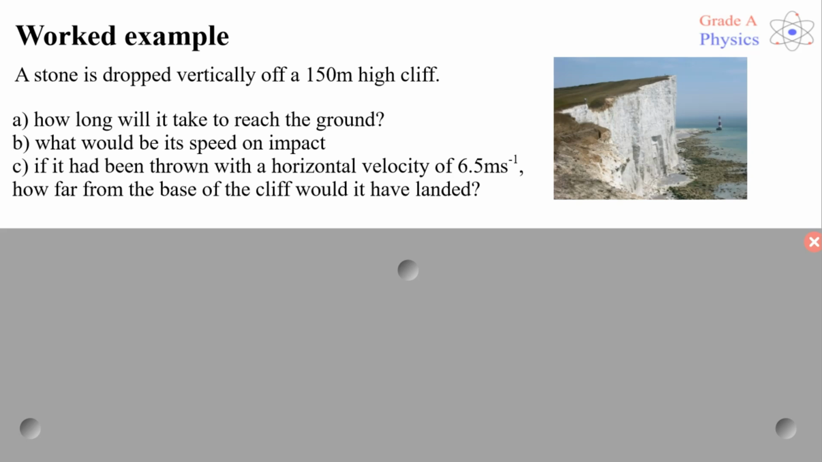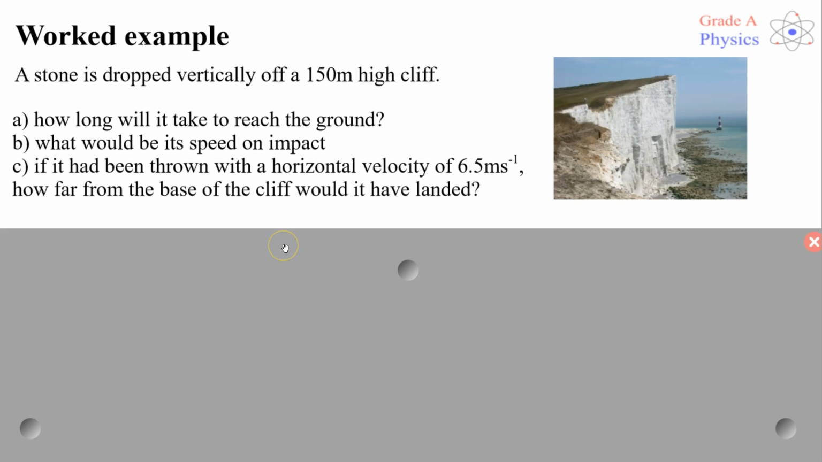So to introduce this and also to recap kinematics in one dimension, which is what we've done in previous videos, we're going to look at a worked example. So this is Beachy Head, near where I live, beautiful walk, really high cliff. Don't get too near the edge, and certainly don't drop anything or throw anything off it. This is very much a thought experiment. So we drop an object off this 150 meter high cliff. So got a few questions. How long will it take to reach the ground?